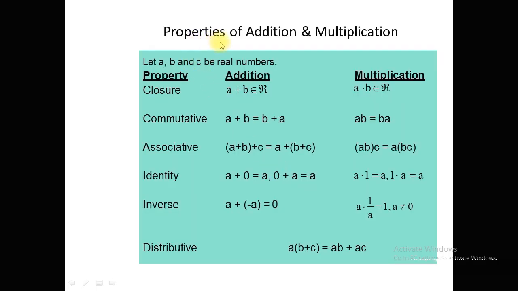Now properties of addition and multiplication for real numbers.